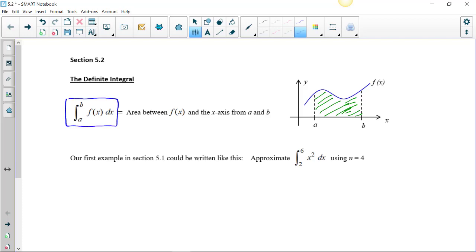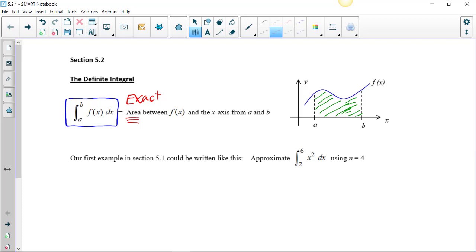Okay, and this is what it looks like. So we'll talk about what that means in just a minute, but the idea is a definite integral will give you the area, and we're talking the exact area. Okay, it will give you the area between the graph of a function and the x-axis between two values.